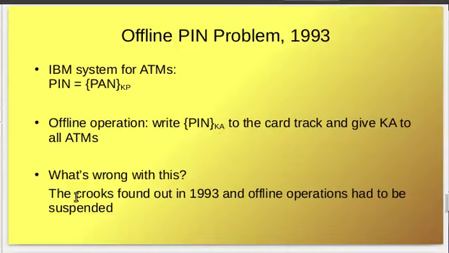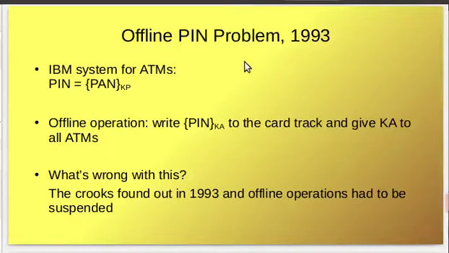Once the crooks found out in about 1993, there were a lot of problems, and there was a huge increase in the number of crimes involving ATMs, and offline operations had to be suspended. They couldn't work offline because there were just so many problems. So we'll see more examples of these kinds of problems in security protocols in the chapter on banking and bookkeeping.